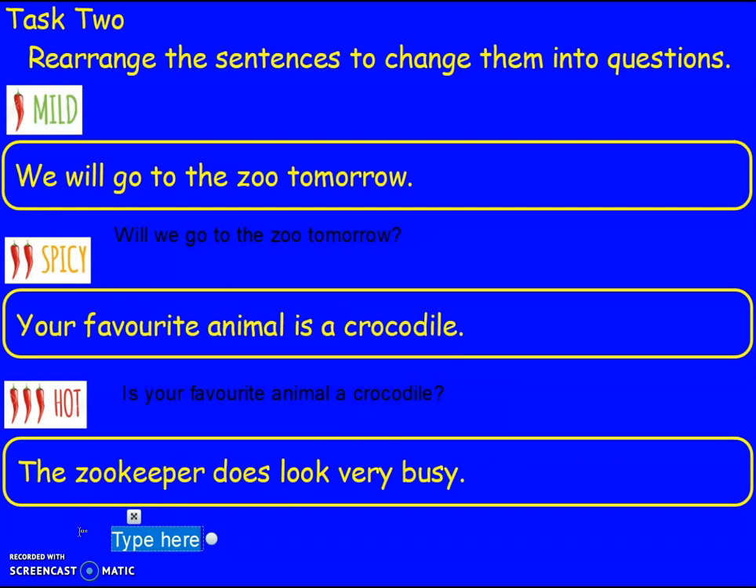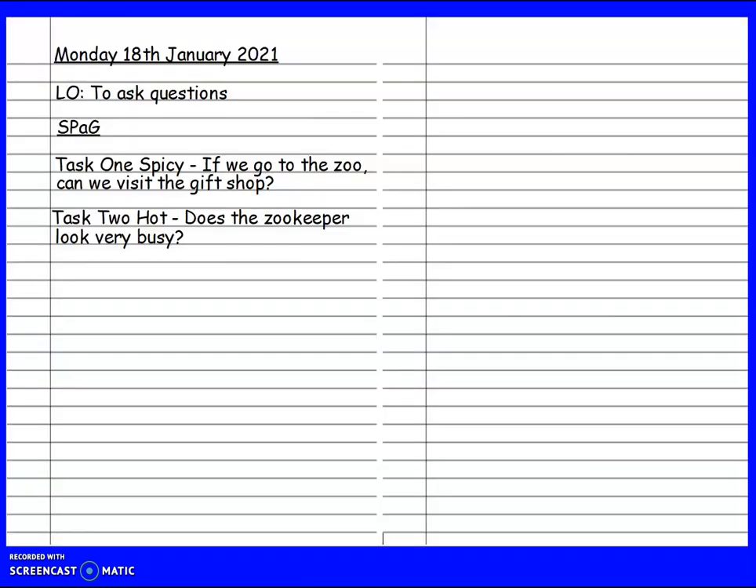And Hot, does the zookeeper look very busy? So you're asking if the zookeeper looks very busy. And again, you've used all the words that are there. You've just rearranged them into a question. So give yourself a tick if you've got those right. So this is how your book should look now. And remember that you can give yourself a tick if you got your SPAG starter correct. Well done, guys.